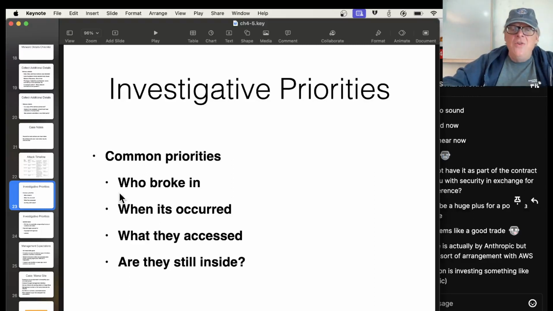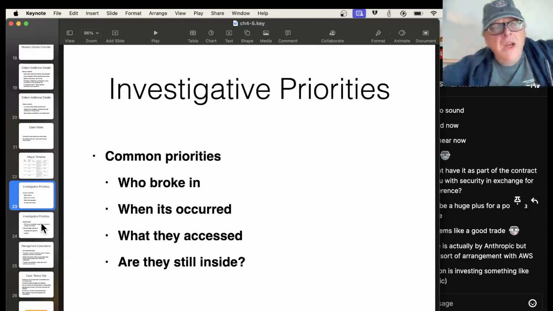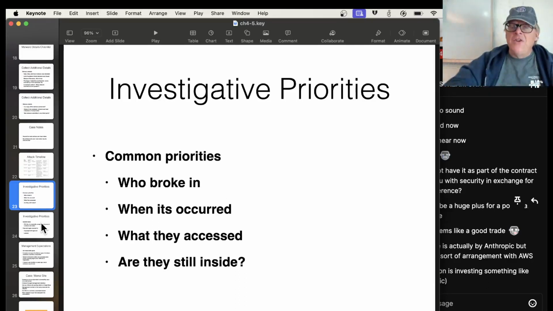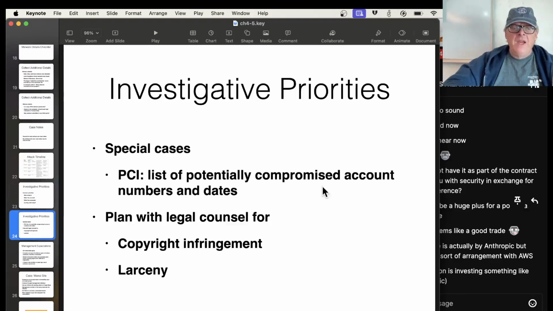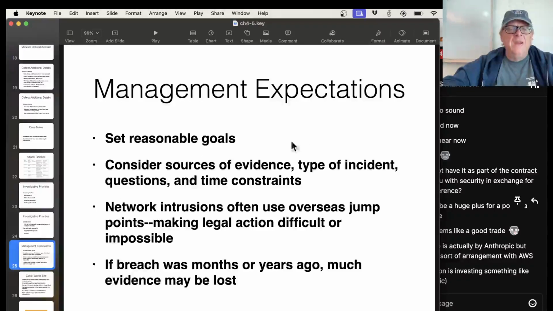And who broke in is a lower priority, although if it's from a foreign nation and you don't have any customers in that nation, you might just block the whole nation at your firewall. But other than that, I doubt you really want to go very far trying to worry about who broke in. And so special cases, if you're in PCI for financial information, then you might want a list of compromised account numbers and dates so you can put some kind of credit watch on those accounts or something. And you'll have legal counsel, of course, to figure out what laws may have been broken and what you need to do about it.